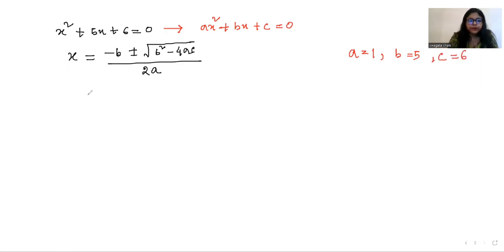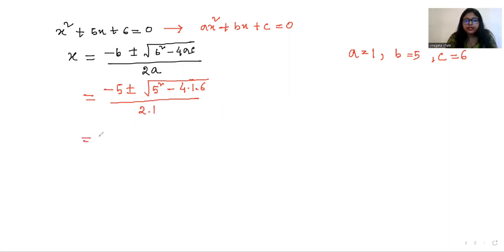Now let's put the value here. So minus b, that means minus 5, plus minus root over b square, that means 5 square, minus 4 into a into c, by 2 into a, that means 2 into 1. Now let's find: minus 5 plus minus root over 25 minus 24 divided by 2. So from here, we will get minus 5 plus minus 1 by 2.